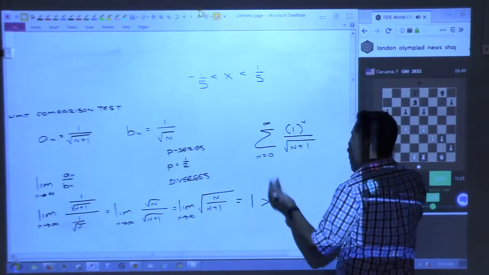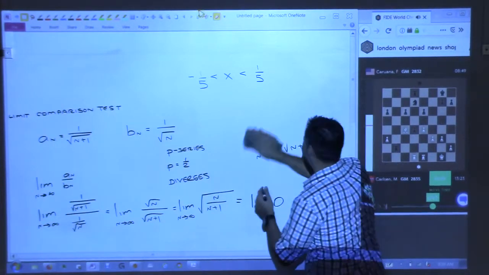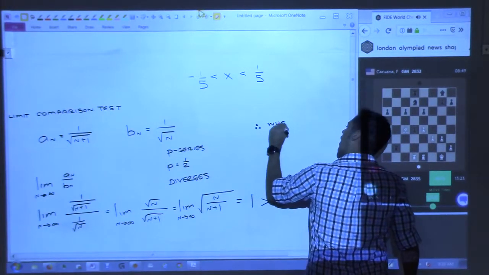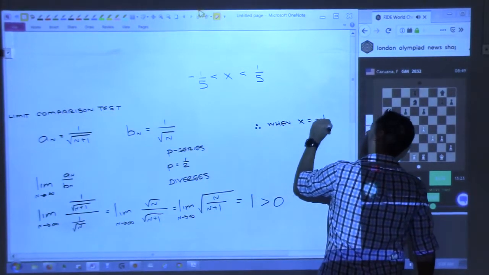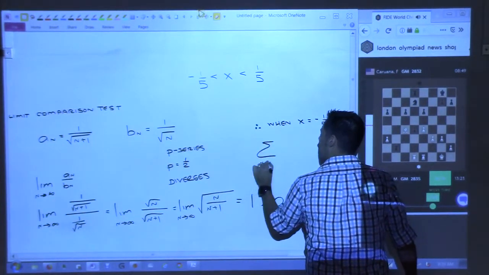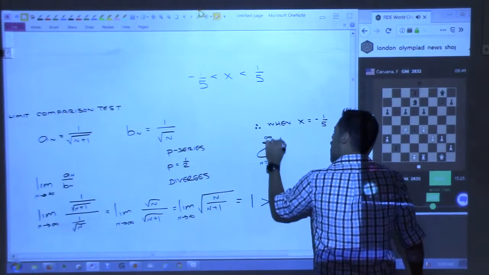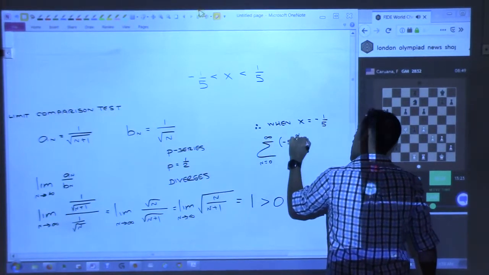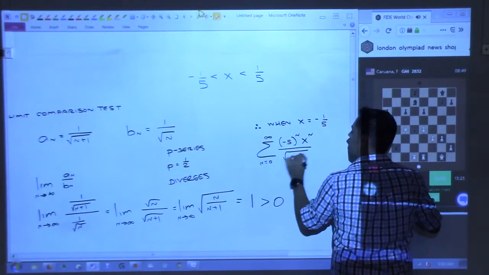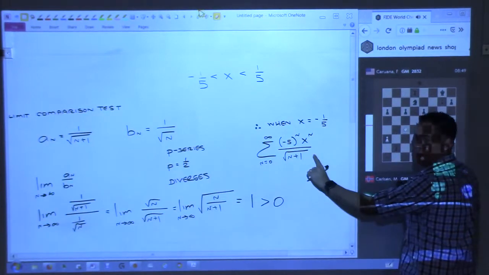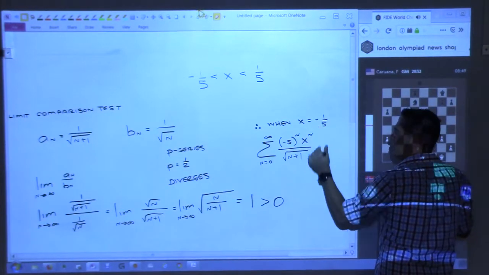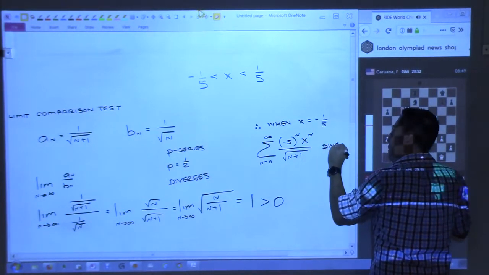Okay, right here. Therefore, when x equals negative 1/5, the series, I'm just rewriting the original series. That was the original series, right, that I started. The whole problem started with this. That right there, when x is negative 1/5, diverges.